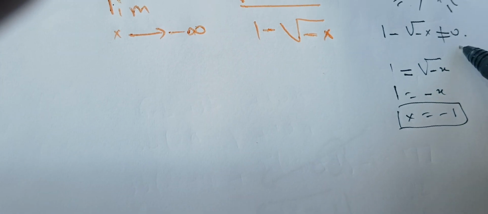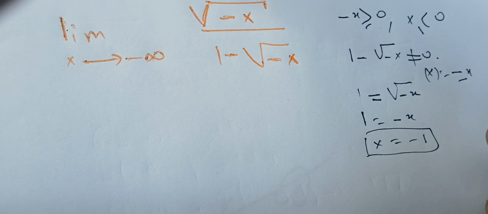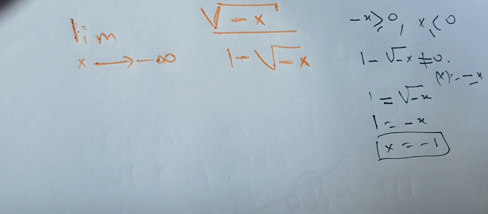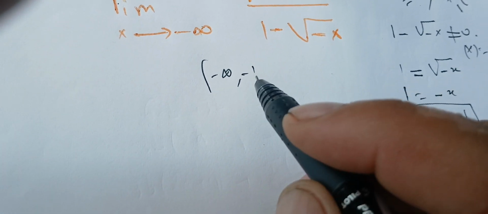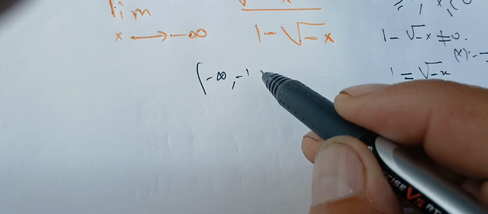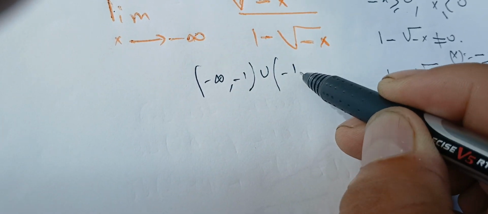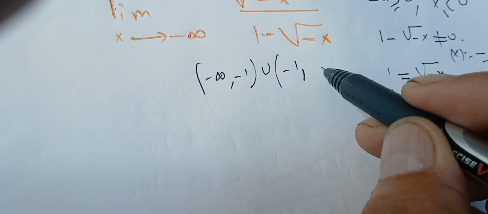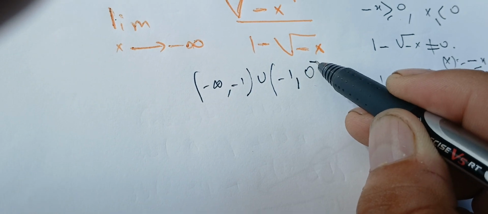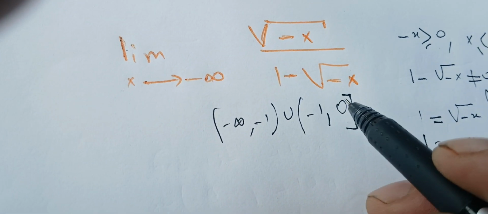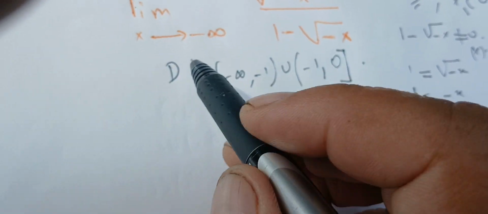We didn't take the absolute value because here we know that x is less than 0, and therefore the absolute value of x is just minus x. So our domain for this function is minus infinity to minus 1, not included, union minus 1 not included to 0. 0 is included. We don't have a problem with 0. So this is the domain of our function.